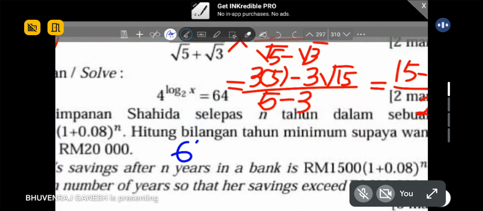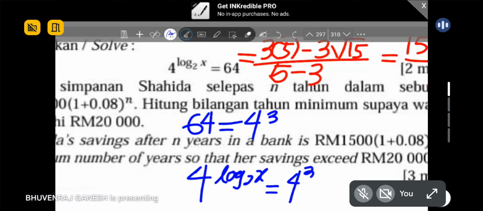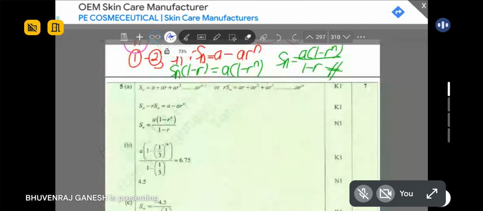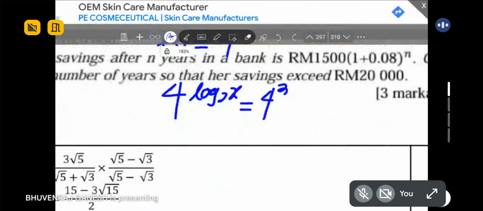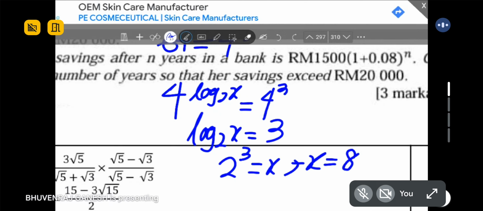So guys, do you all notice or not? 64 is what? 64 equal to 4 base 3. Am I right, guys? 4 power 3. So guys, you can already solve, because you have the same base. So always try to think of the simplest method. So over here, just solve. So you just need to compare the power. So log 2x equal to 3. So 2 power 3 equal to x. So x is equal to 8.